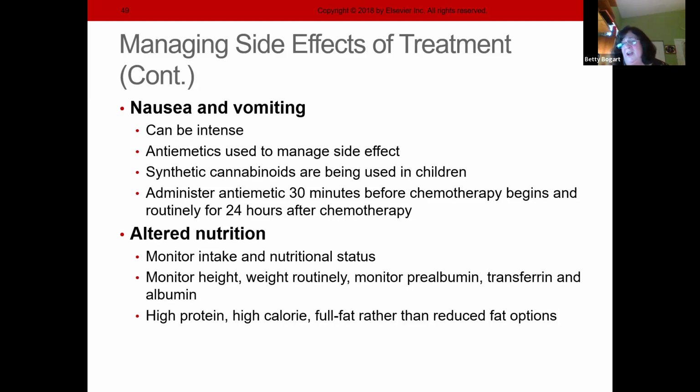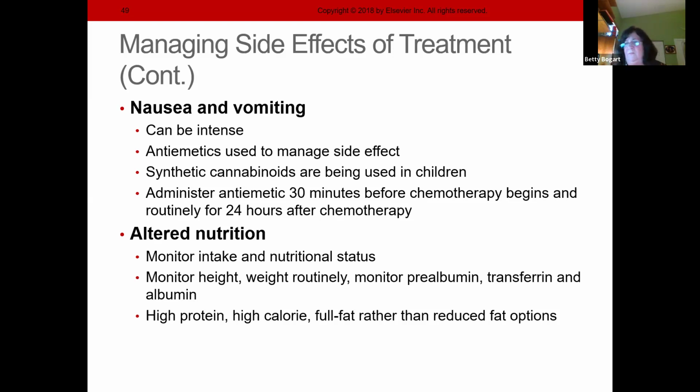Their nutrition, they're not going to want to eat as much. Many times they've got really bad sores in their mouth, so they don't want to eat. So again, giving them foods that they can get down that doesn't burn inside their mouths. It's easy to chew. And it's high protein, high calorie, and full fat. That means load them up with anything high calorie and fat because they're not going to be eating as much, and nutrition is so important.